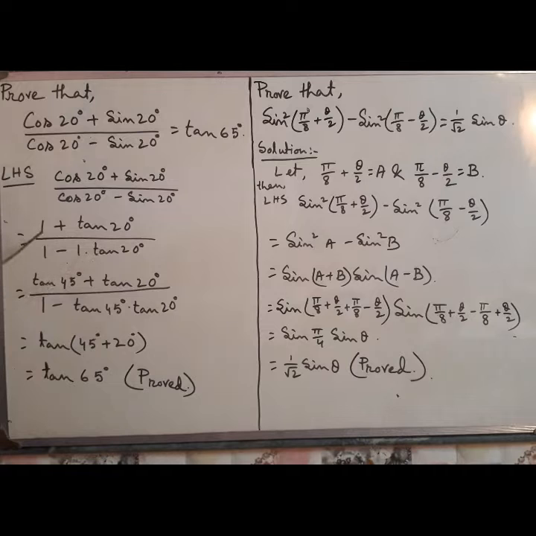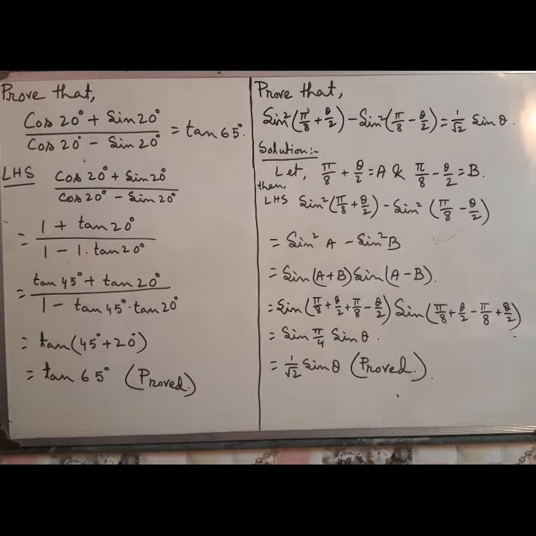Okay. Now this 1, we know 1 is equal to tan 45 degree. So instead of 1, if we write tan 45, that will be tan 45 plus tan 20 by 1 minus tan 45 tan 20. What is it? It is the formula of tan A plus B, as it is tan A plus tan B by 1 minus tan A tan B, that is tan 45 plus 20, that is tan 65 degree.